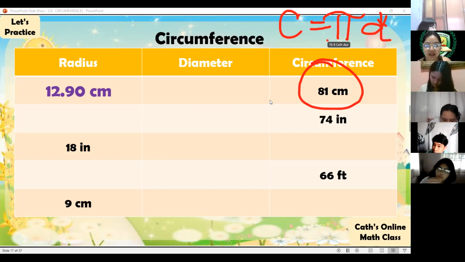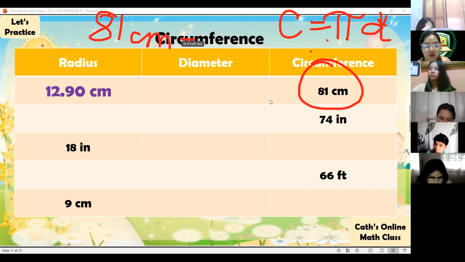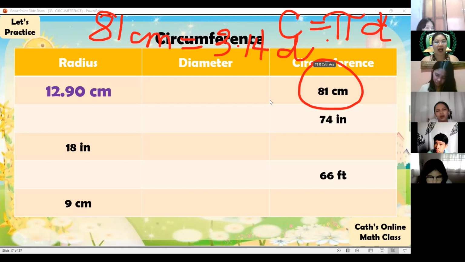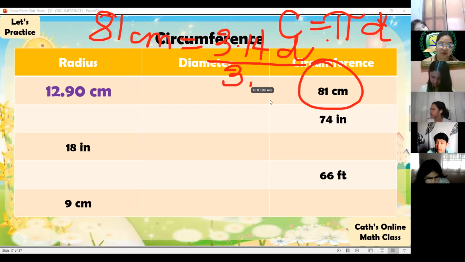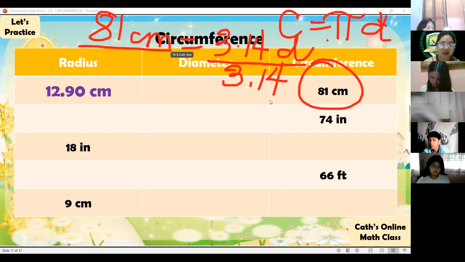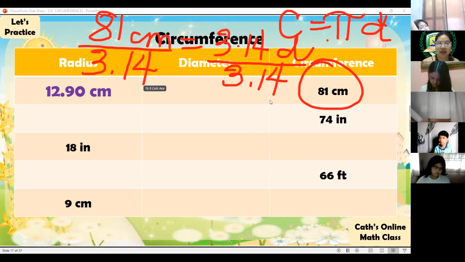Okay, so kung ang hinahanap natin ay si diameter at ang given ay si circumference, we have here 81 cm is equal to 3.14 times d. Okay, how are we going to isolate d? Paano natin tatanggalin si 3.14? Divide. Tama, kasi multiplication ang involved dito. So, we need to divide this one. Dito rin sa kabila, you also need to divide. Kaya ito magka-cancel na, and natira na lang ay si diameter.